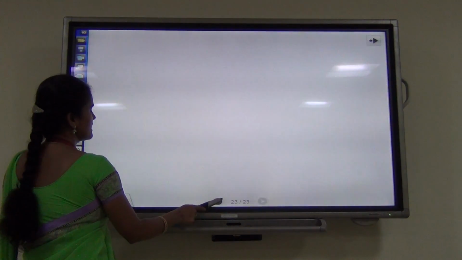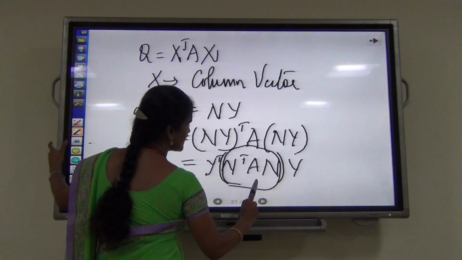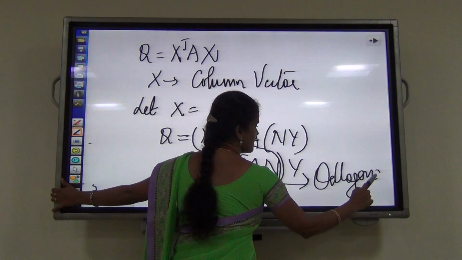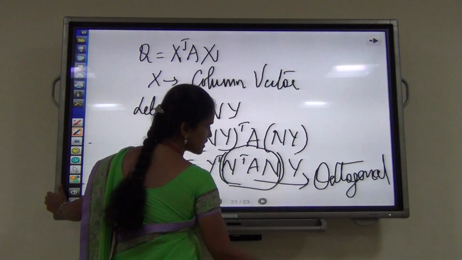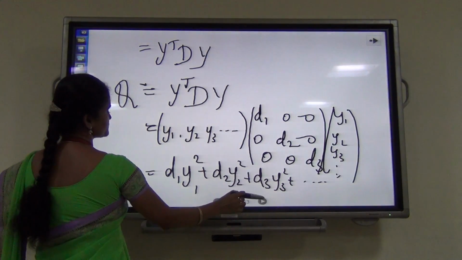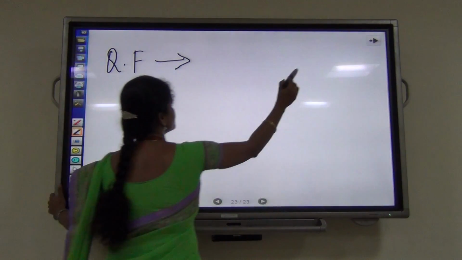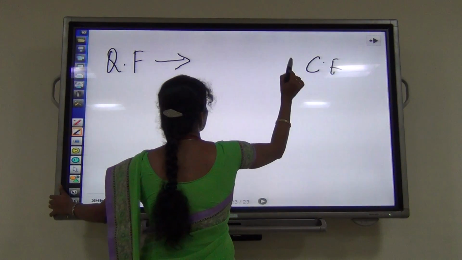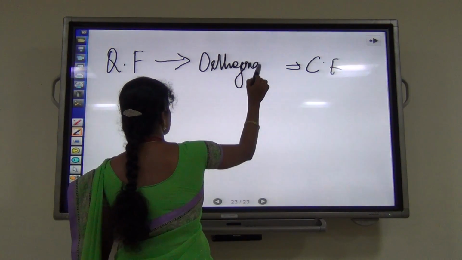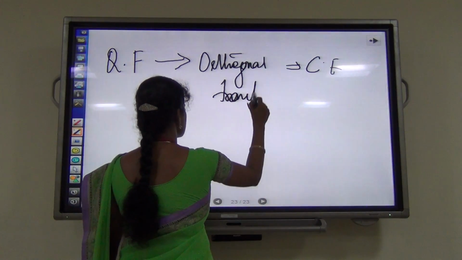How is this N transpose AN defined? It is nothing but an orthogonal transformation. Just now we did diagonalization of a matrix by orthogonal transformation. So, the quadratic form conversion to canonical form: a quadratic form can be converted to canonical form through orthogonal transformation. This is the next topic of the unit: orthogonal transformation.